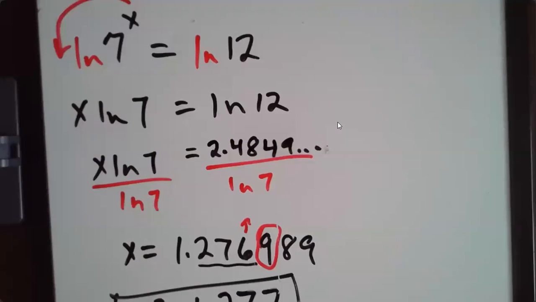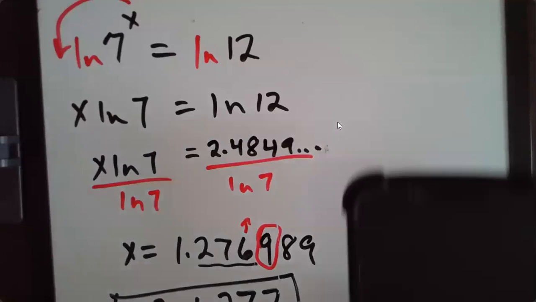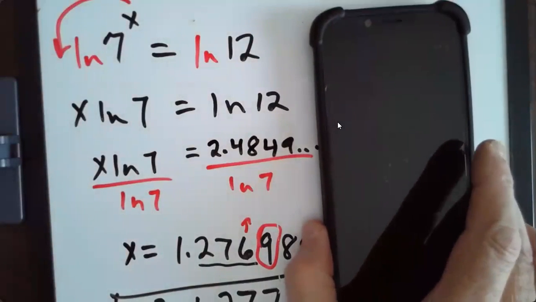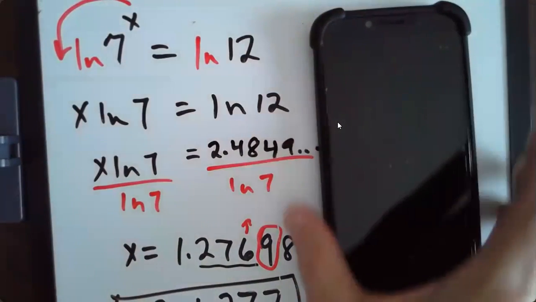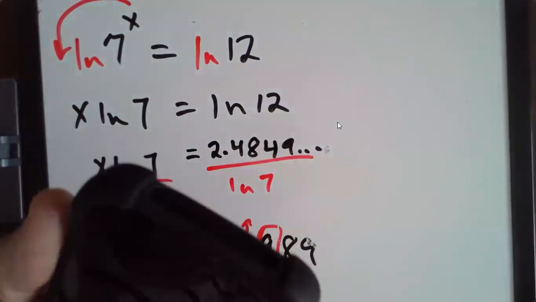All right, so everybody should have a TI-84 calculator on their cell phone. If you don't, then you need to get one.